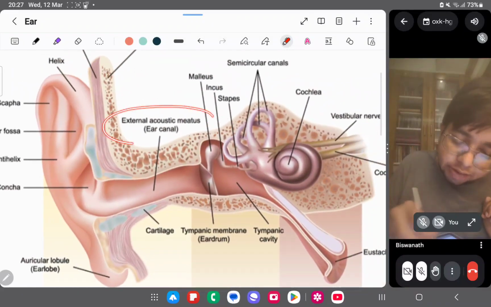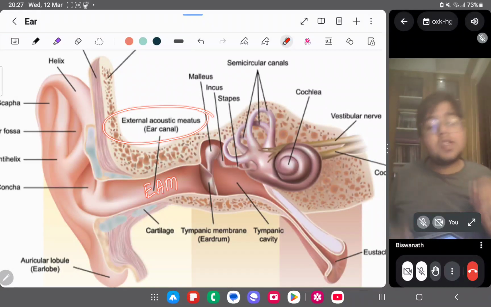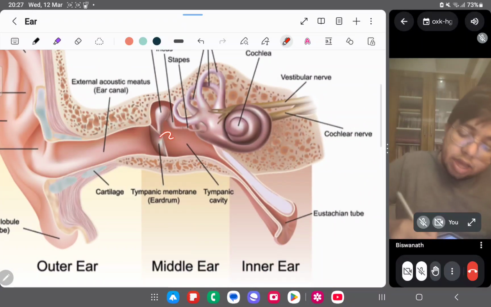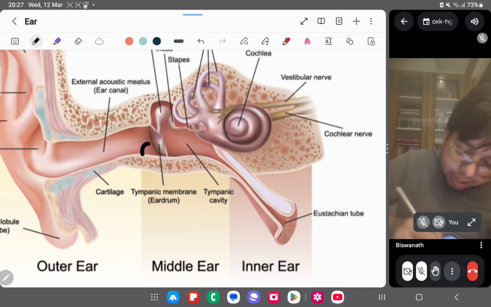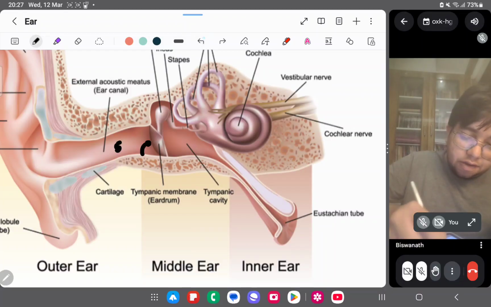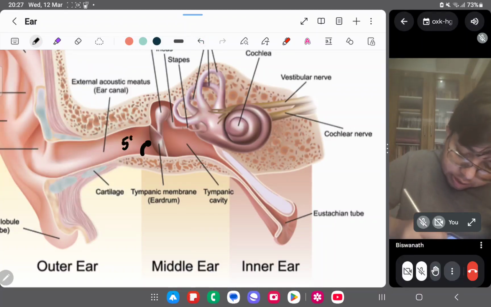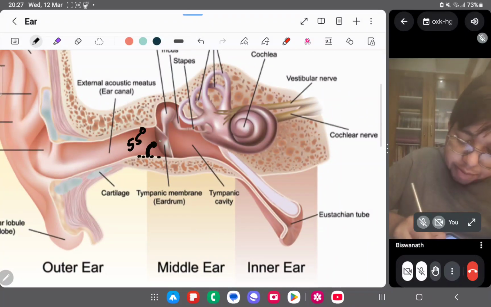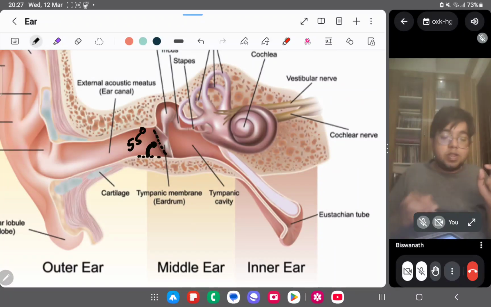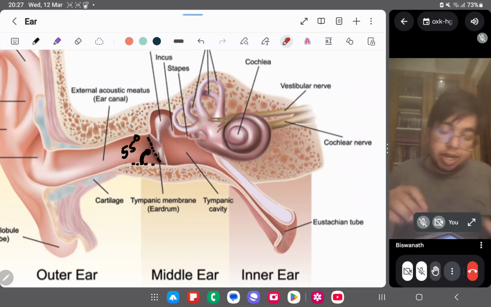Then you have the external auditory meatus, also known as the ear canal. Here you can see the eardrum, that is the tympanic membrane. The tympanic membrane makes an angle of 55 degrees with the floor of the meatus. This is the floor of the meatus, and this is the tympanic membrane, so you can very well observe that it is making an angle of 55 degrees, right?